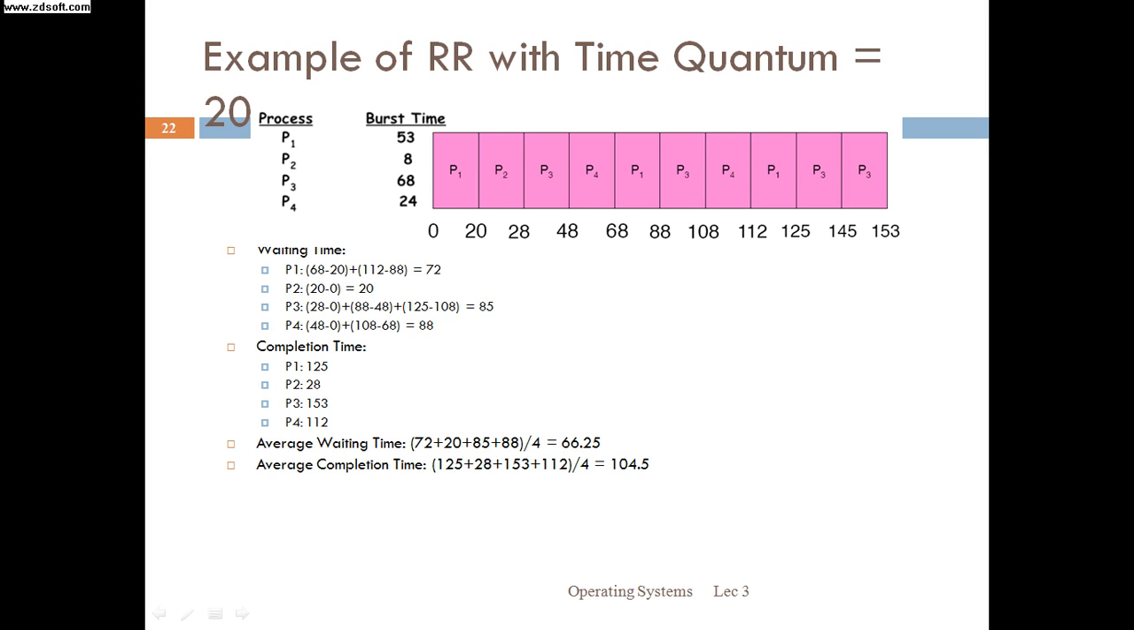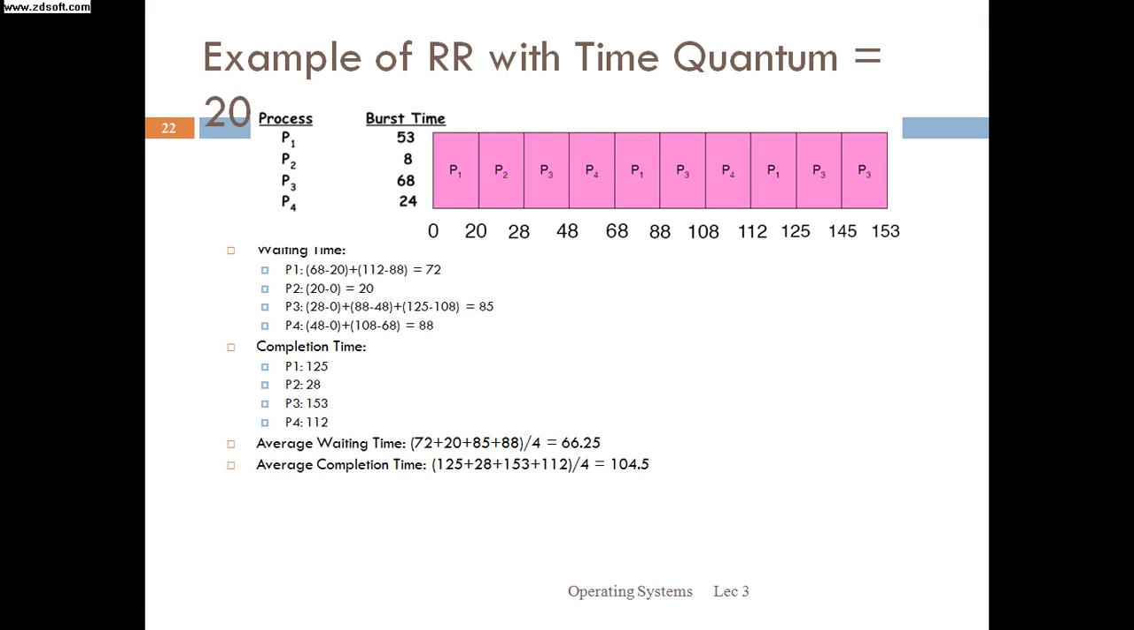Initially P1 will enter, and only for 20 milliseconds will process P1 get executed. After the time expires, we give a chance to the next process. The remaining 33 milliseconds will get executed in the next turns. Likewise P3, P4 will get executed only for 20 milliseconds in the first round, and in the second round the processes P1, P3, because P2 gets completed in the first round itself. This is how it proceeds, and finally ends at 153 milliseconds.